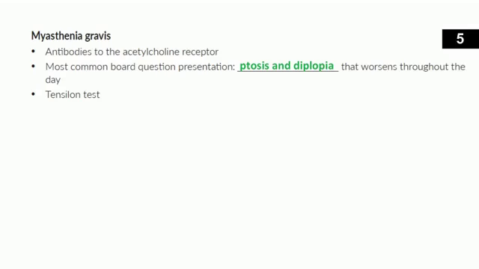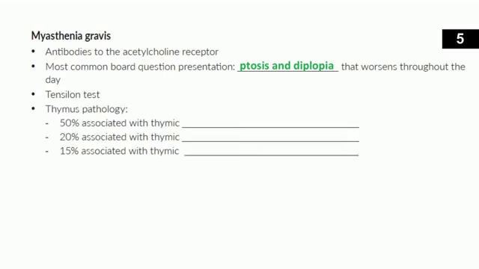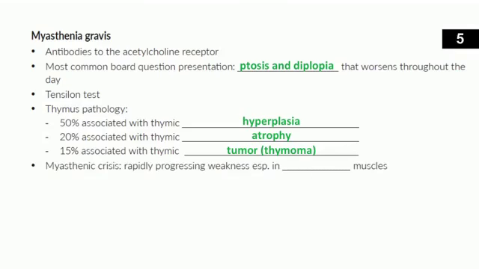Now, what are some of the other things that you should know about myasthenia gravis? Well, it has some thymic associations. 50% is associated with thymic hyperplasia, 20% is associated with thymic atrophy, and 15% is associated with a thymic tumor, like a thymoma. Now, the most worrisome condition is a myasthenic crisis. And here we see rapid progressing weakness, especially in the respiratory muscles.